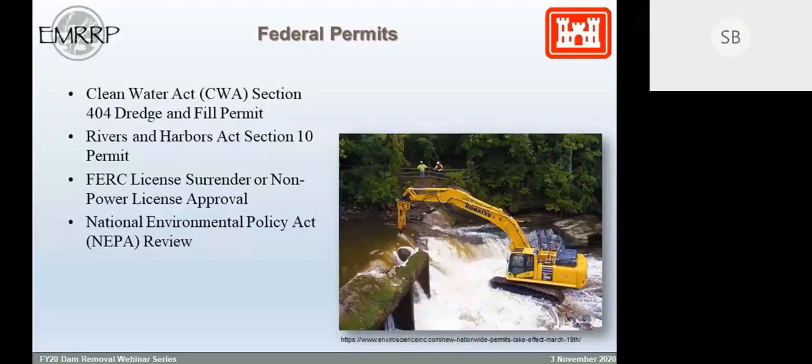Also, if the dam is a hydropower dam, then the owner will need to apply to surrender the FERC license or for issuance of a non-power license through the Federal Energy Regulatory Commission. Also, any actions by federal agencies may also require compliance with NEPA regulations.